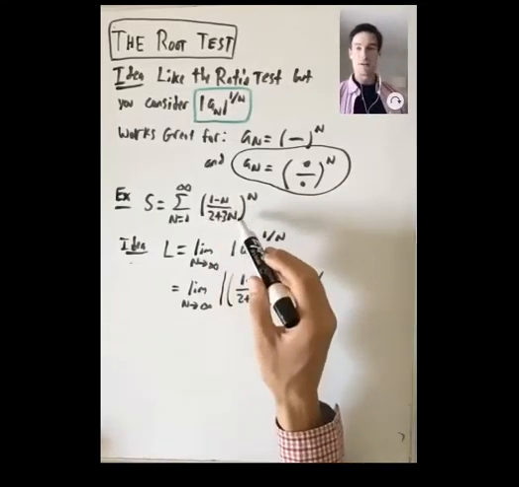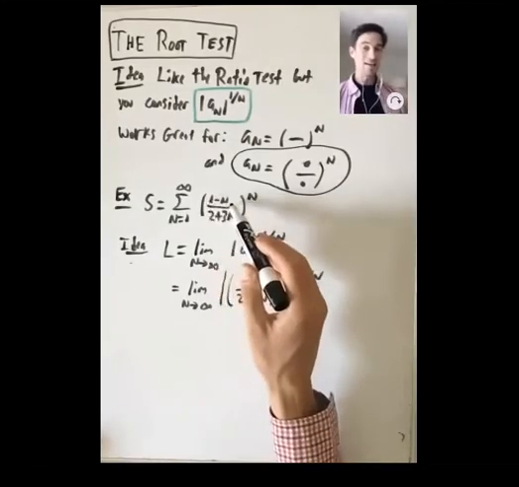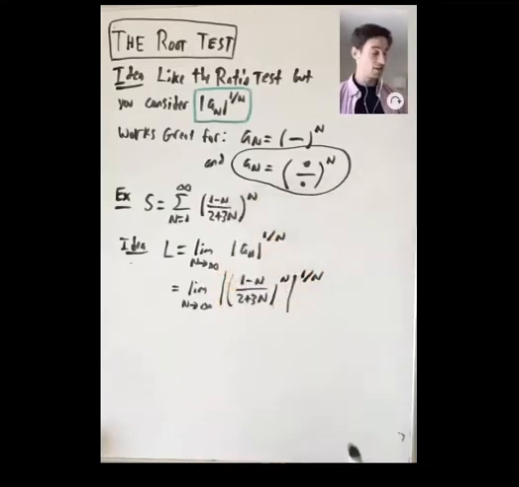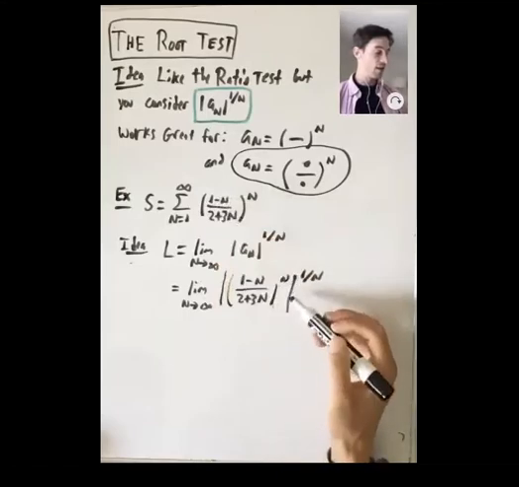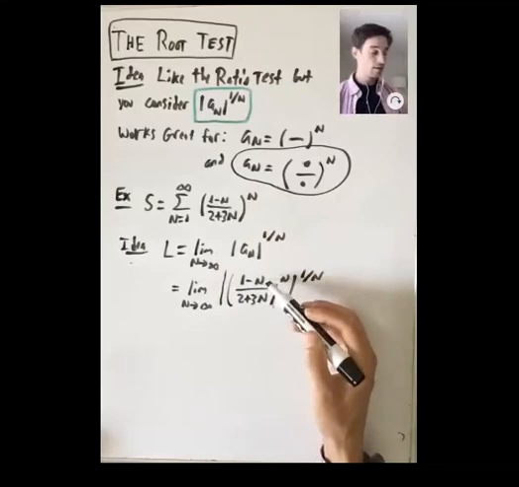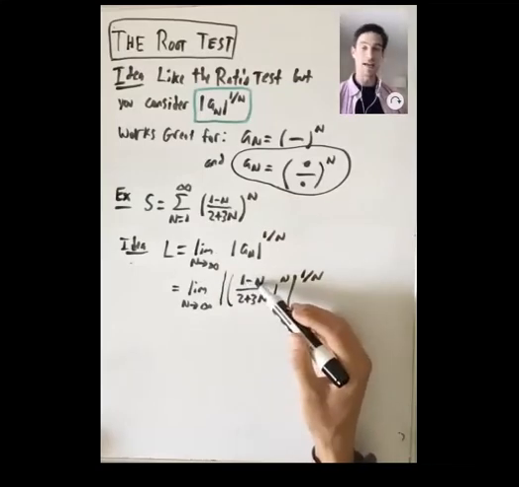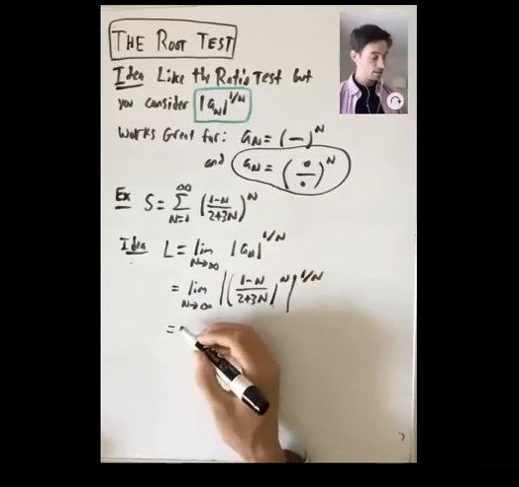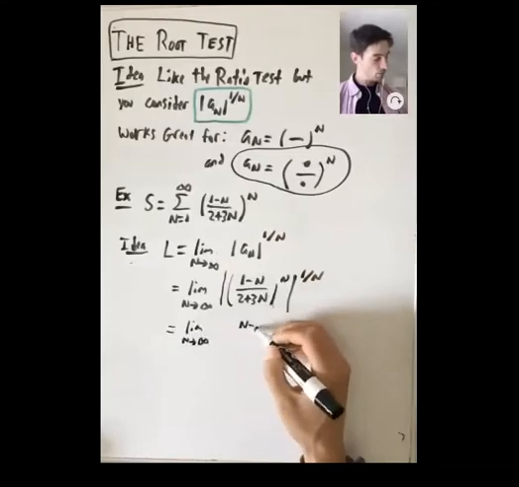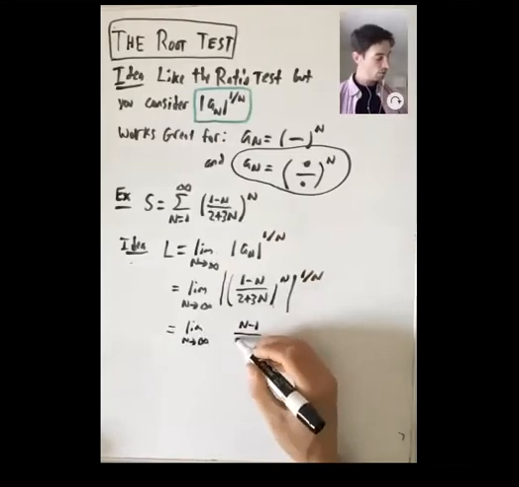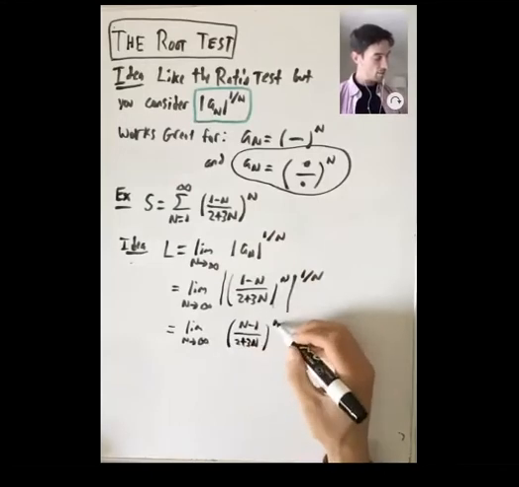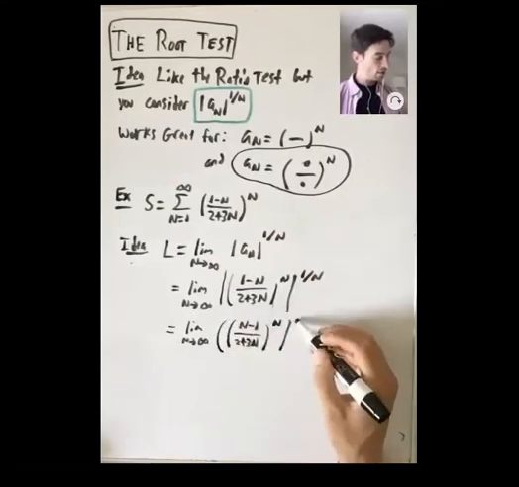2 plus 3n is always positive. 1 minus n, for n equals 1, it's 0. For n equals 2, it's negative. For any bigger n, it's also negative. So what does this absolute value do? Here, the numerator is less than or equal to 0. So the absolute value is just going to turn 1 minus n into n minus 1. So this is a limit as n goes to infinity of n minus 1 over 2 plus 3n, all raised to the nth power, and then raised to the 1 over n power.